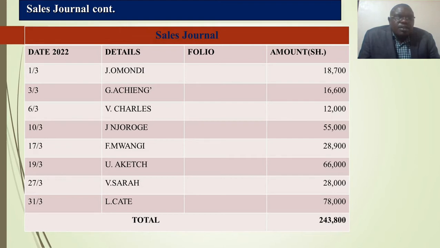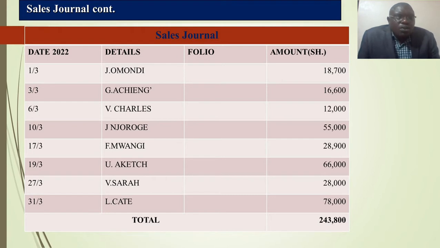For the date, we have the year 2022 and all the dates when the transactions took place. On the details column, we have the names of all the clients who have bought goods on credit from our business. On the folio column, we have left it blank because this is just for practice purposes. But in practice, you record in that column the page numbers where the accounts for those clients are kept within the ledger book. On the amount column, we are recording the amount owed to the business by each of the clients.